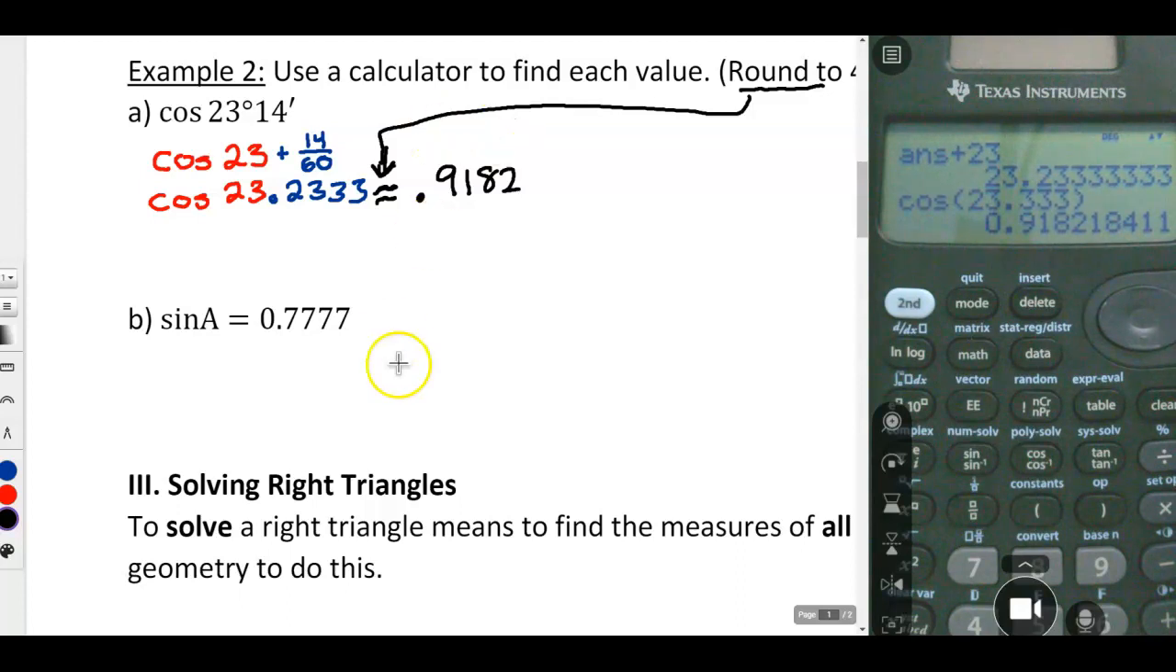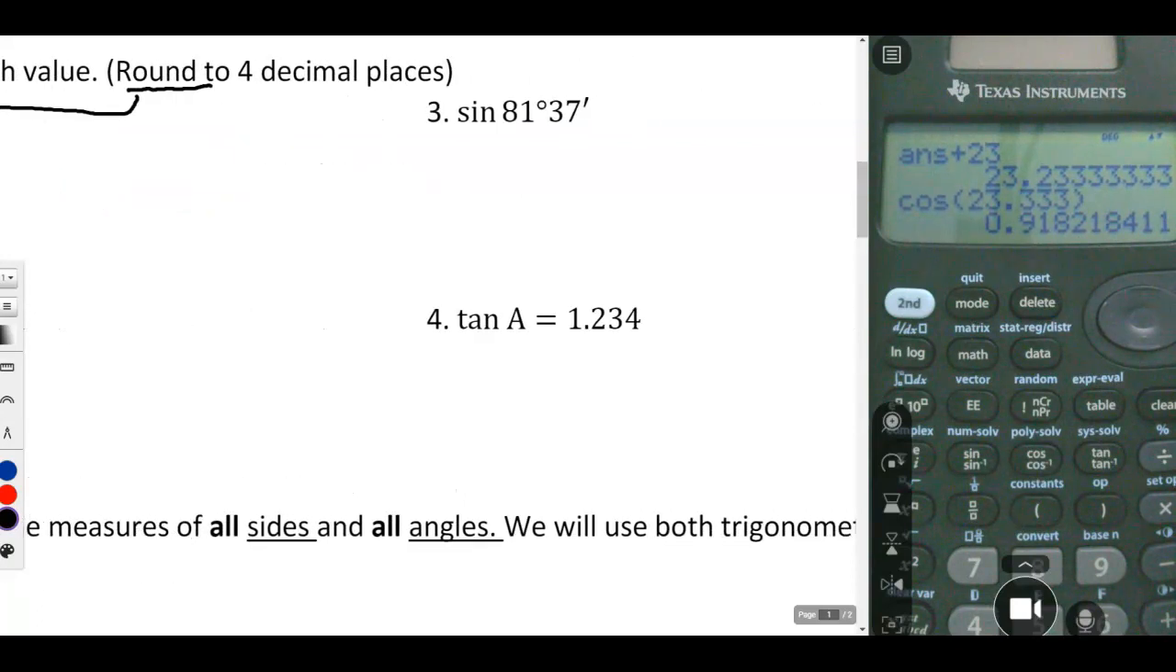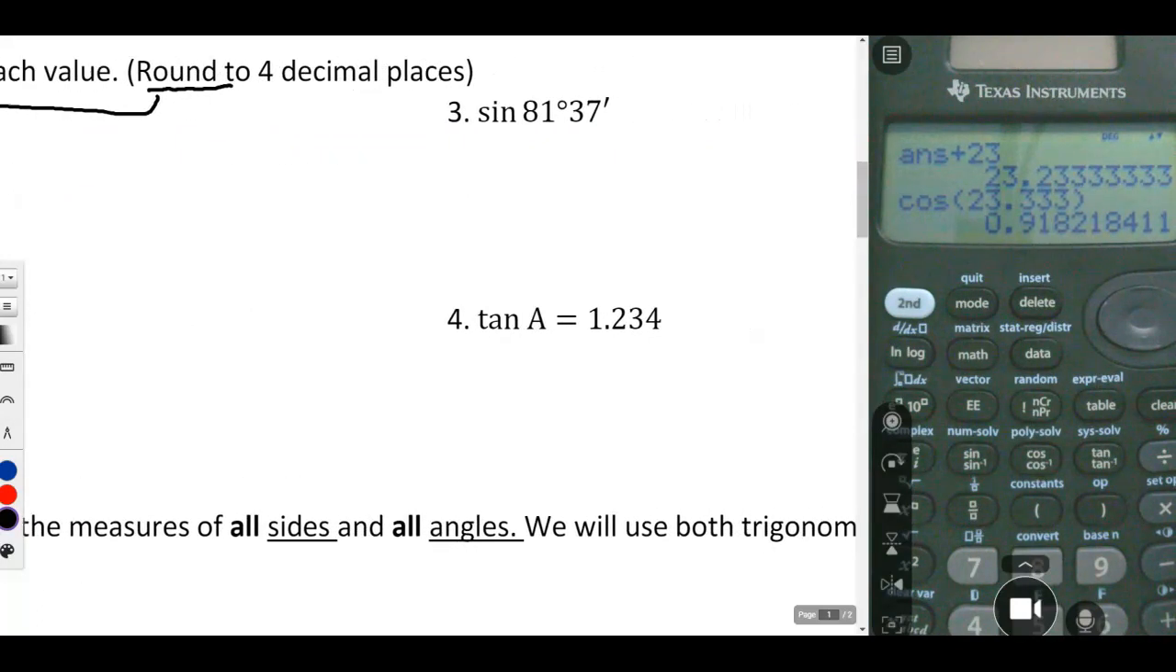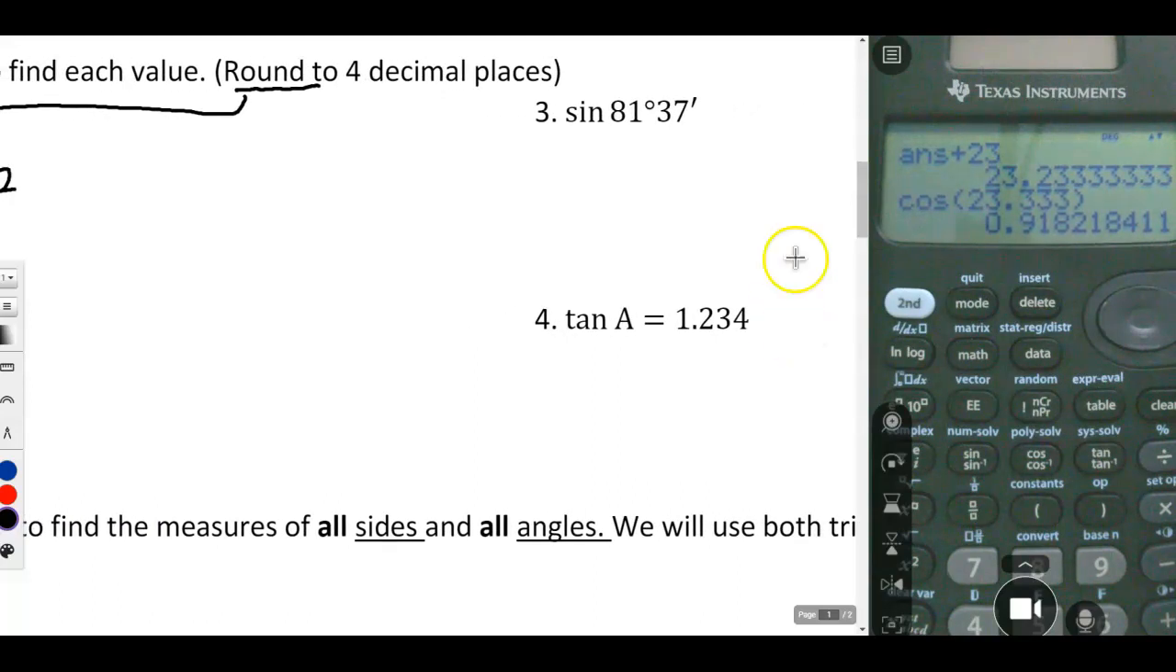All right, now you try B. Very similar. For 3, you've got sine of 81 degrees, 37 minutes. Make sure you pronounce the degree symbol and the minutes symbol, which is spelled the same as minutes in time. See what decimal you get.